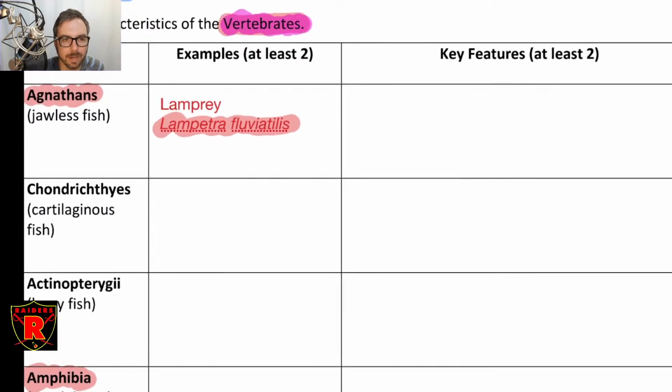Oh, lampreys are agnathans, so they're not Chondrichthyes. I'm not sure which ones are Chondrichthyes. Sharks? Oh, sharks are probably Chondrichthyes, because they're cartilaginous fish, right? They don't have bones, it's all cartilage? No, I'm going to double check that. I'm not 100% sure.